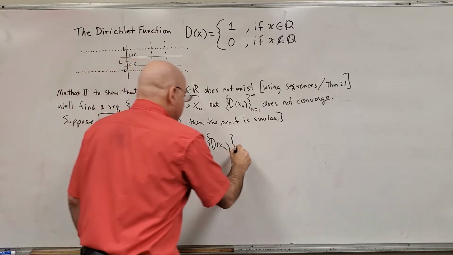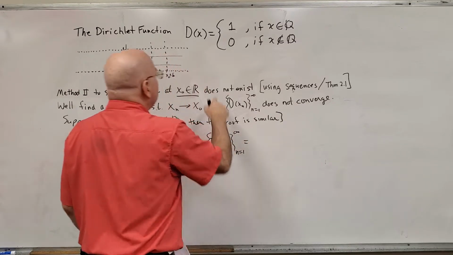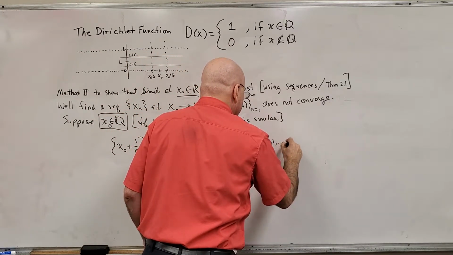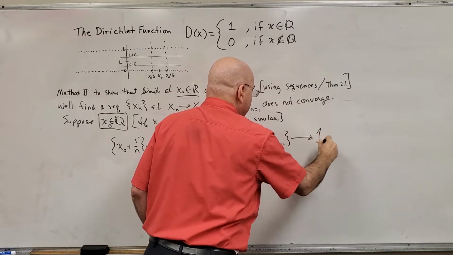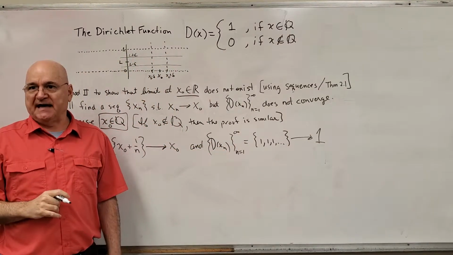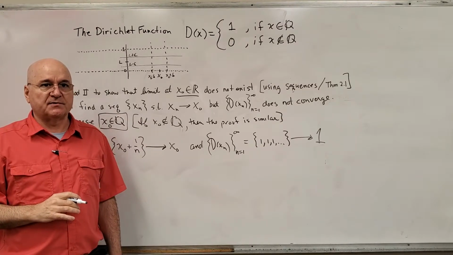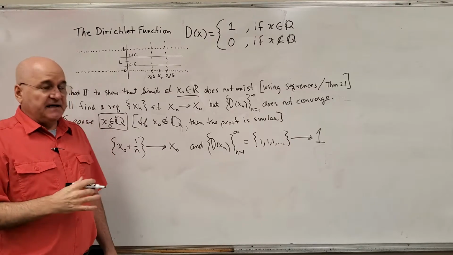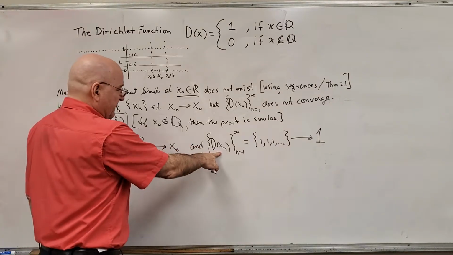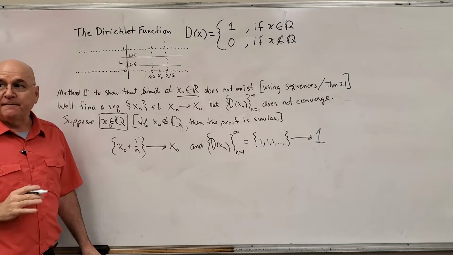Okay, well, what is this sequence? Well, it's this sequence of 1s, and that converges to 1. That's not our final sequence, but that's one to look at. Any sequence of rational numbers is going to give that D of x of that sequence converges to 1. Any questions on that so far?